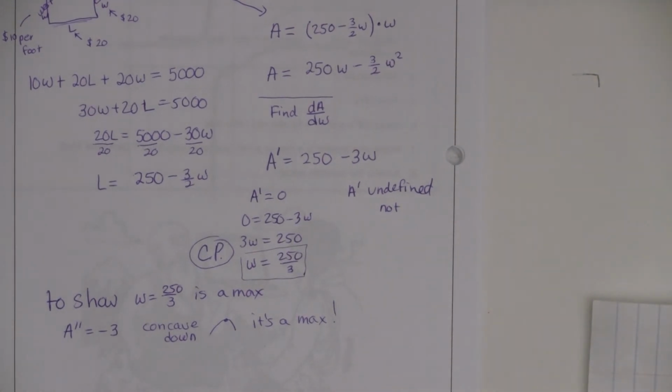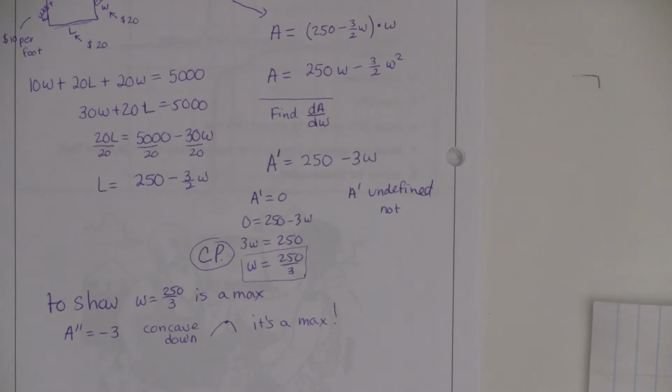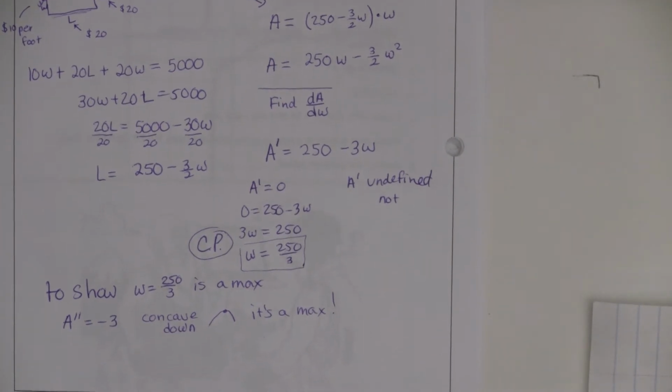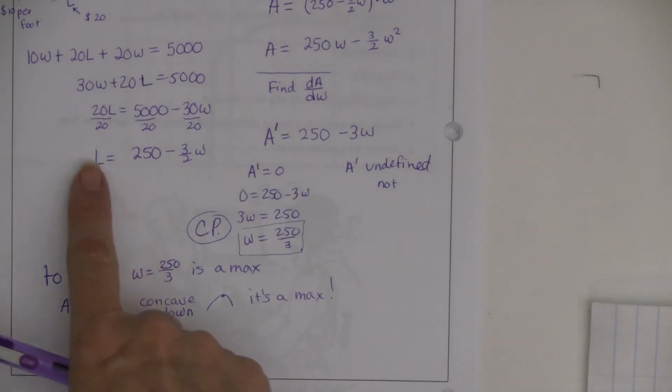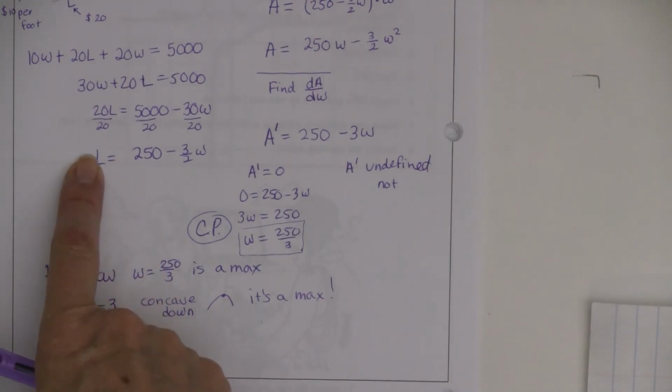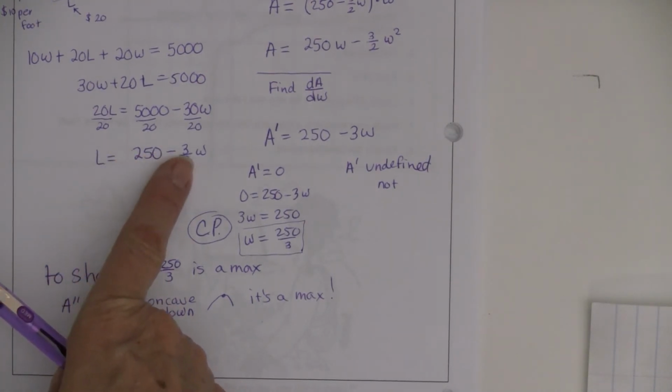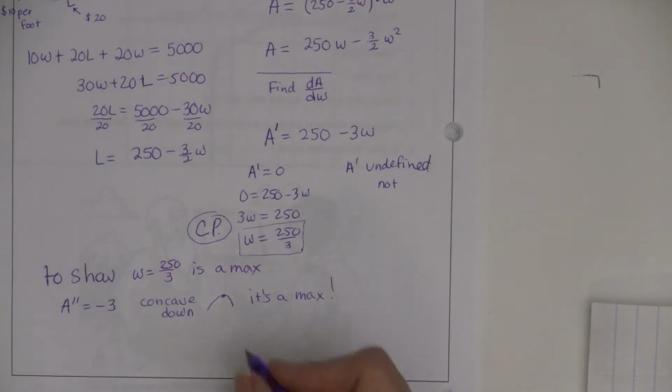Now, we haven't answered the question that they asked, which is to find the dimensions for the plot that would enclose the most area. We found what W is, but we also want to find out what L is. So that's going to be our next step, to find out what L is. Now, good news is that L is not going to be very hard, because right here we have an equation that tells us what L is in terms of W. So we're going to plug that in.